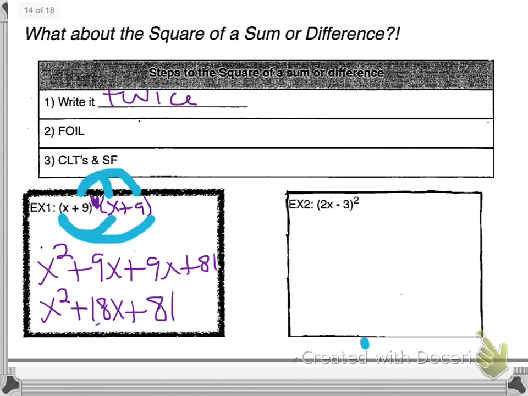And now that is in standard form. So your step 2 is to FOIL. First, outside, inside, last. And step 3, combine like terms. And standard form.